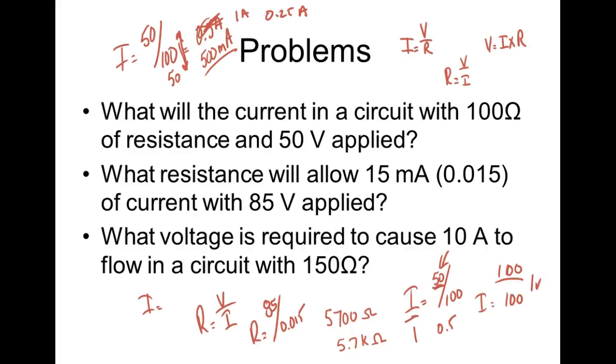What voltage is required to cause 10 amps of current to flow through 150 ohms? So V is equal to what? I, so it'd be 10 times R, which is 150. By the way, in these formulas, we don't put the units because in algebra they would freak out. What we're doing is dealing with proportions. This is proportional to that. So what would be the voltage required?